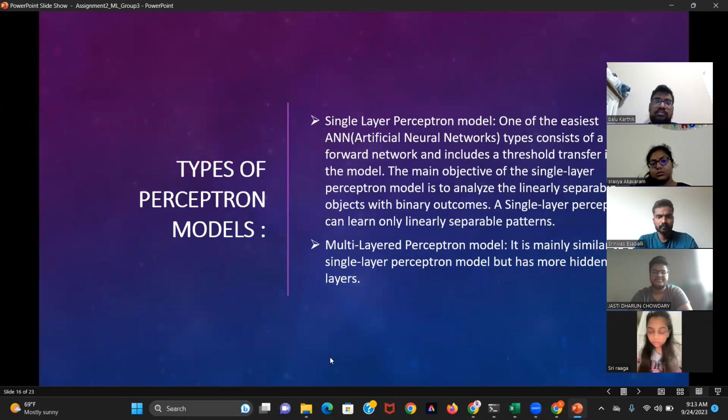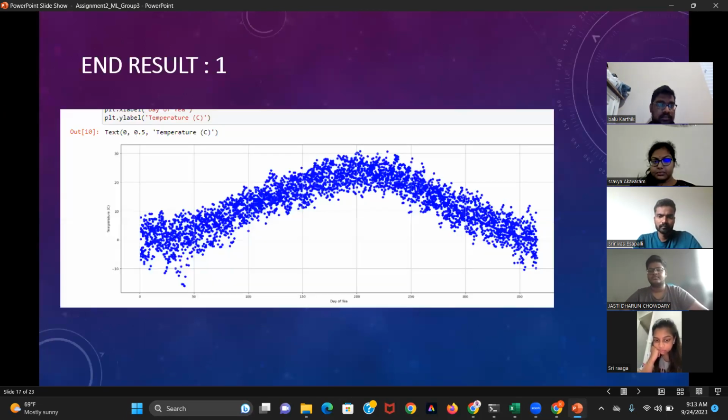So here we have some types of perceptron models. The single layer perceptron model is one of the easiest artificial neural network types, consisting of a feed forward network and including a threshold transfer inside the model. The main objective of the single layer perceptron model is to analyze linearly separable objects with binary outcomes, and a single layer perceptron can learn only linearly separable patterns. There is also the multi-layered perceptron model. It is mainly similar to the single layer perceptron model but has more hidden layers. Yeah, here we have the end results of this.